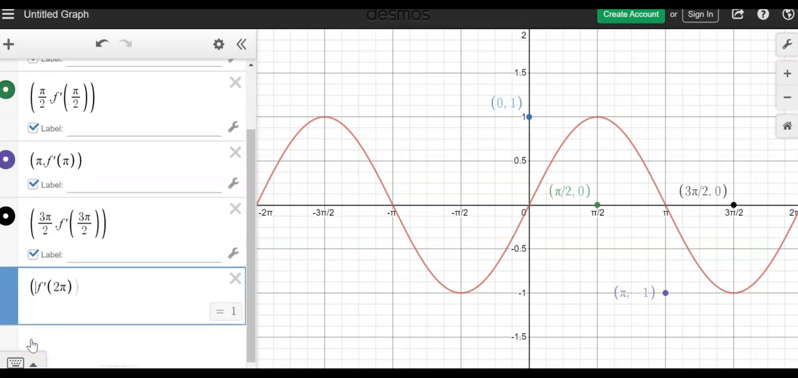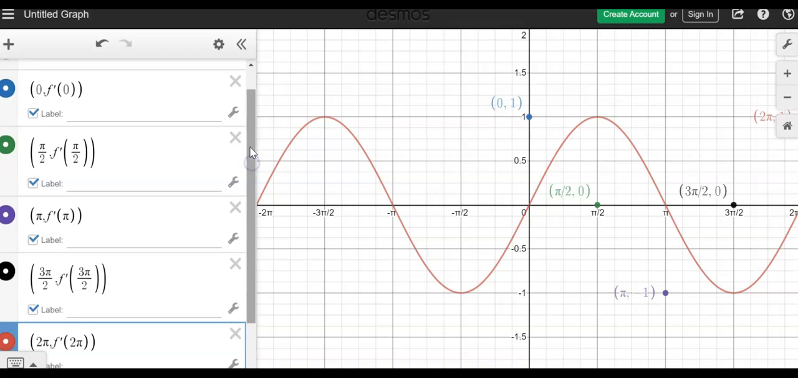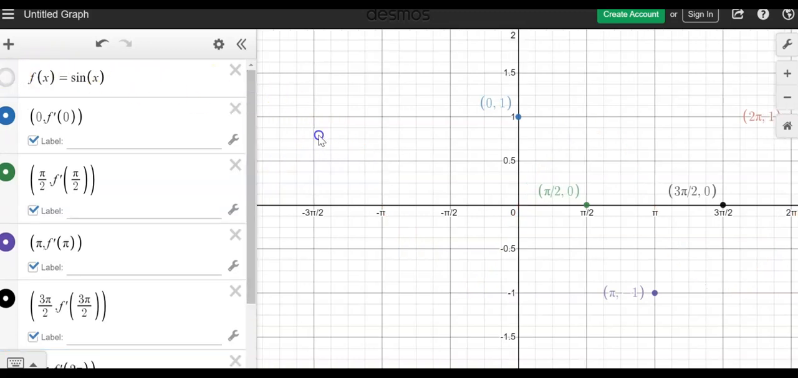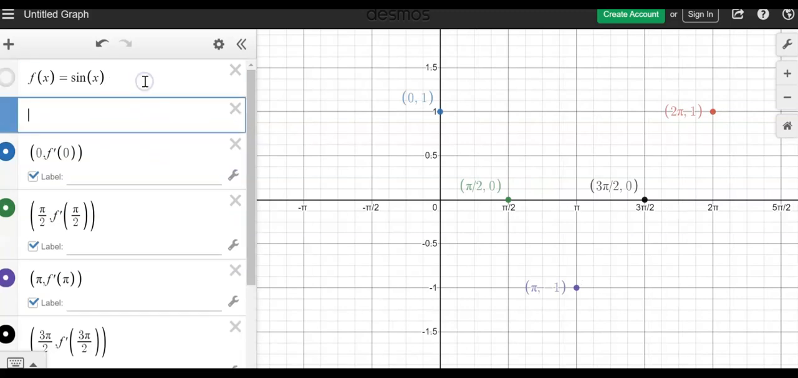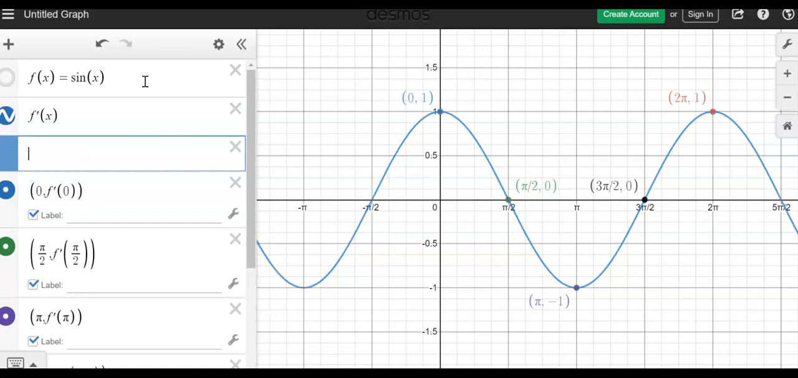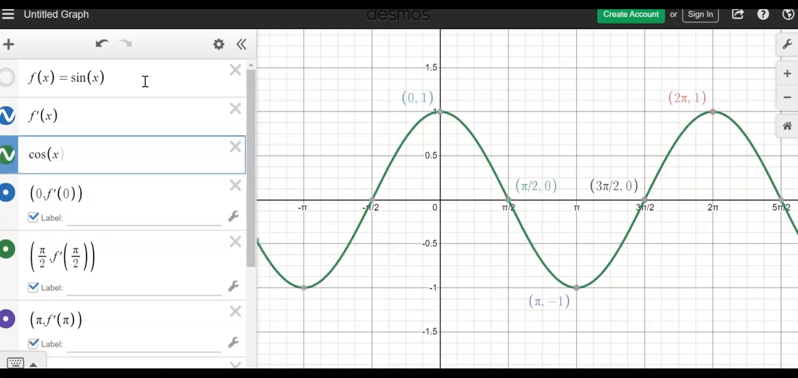Okay, so we can see that these values, if I take away the sine graph, are plotted here. And we can also see that these values do make that cosine x graph. So let's see if cosine of x is that. Oh my gosh, there's f prime of x. Here's cosine of x in green. It's the exact same one. So this is just a fancy way to do this.